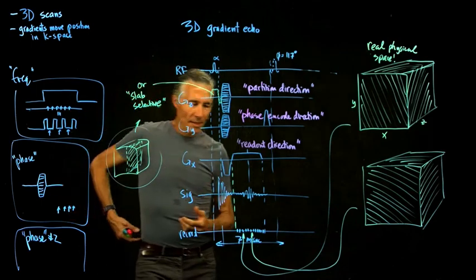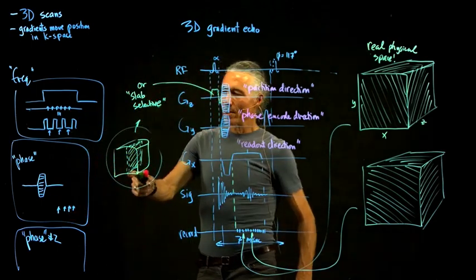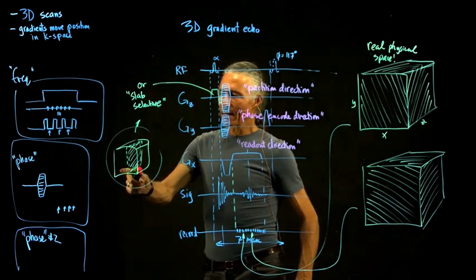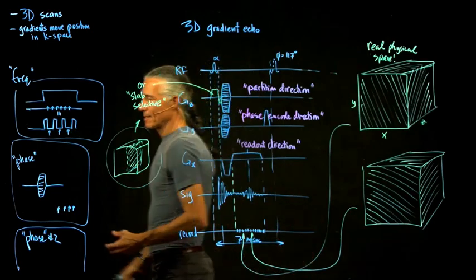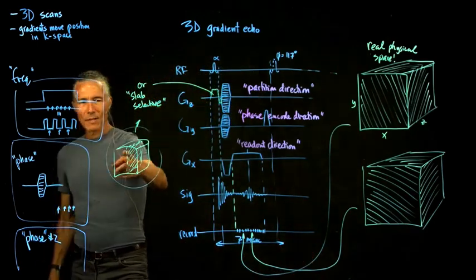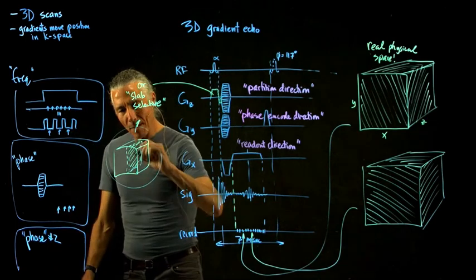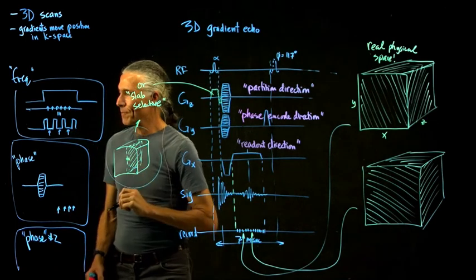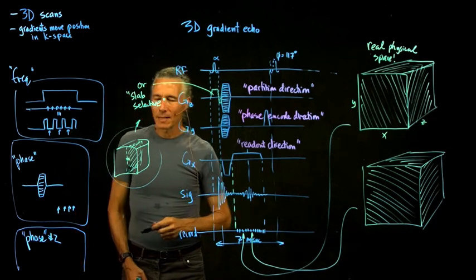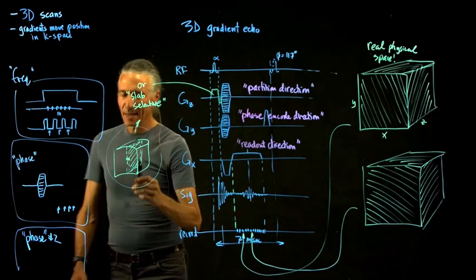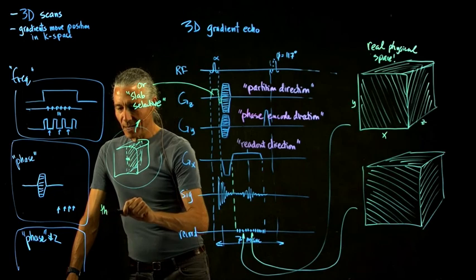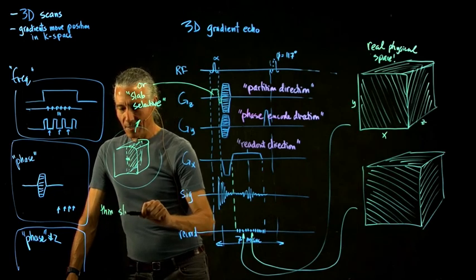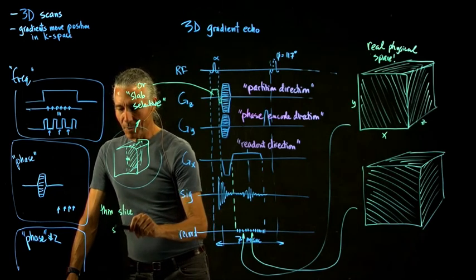There are several difficulties with collecting thin slices with slice-based select. One of the problems is that it's very hard to make a very thin slice this way. And the reason is, how do you make a thin slice? A thin slice requires a steep gradient.